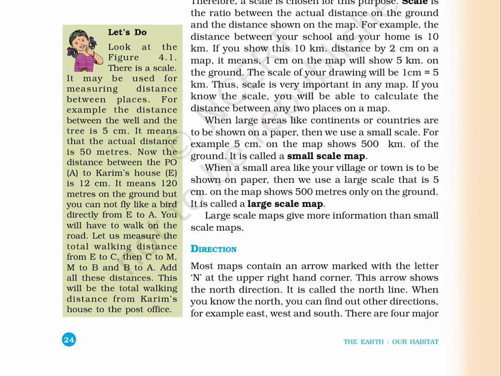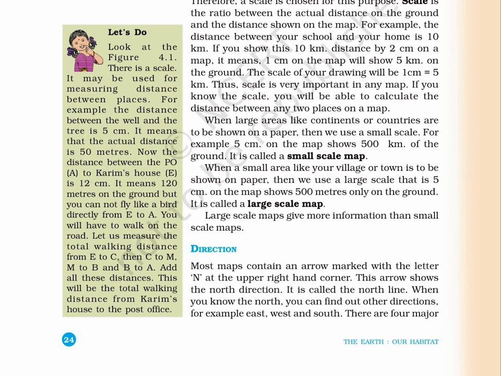Let's do. Look at the figure 4.1. There is a scale. It may be used for measuring distance between places. For example, the distance between the well and the tree is 5 cm. It means that the actual distance is 50 meters. Now, the distance between the post office A to Kareem's house E is 12 centimeters. It means 120 meters on the ground, but you cannot fly like a bird directly from E to A. You will have to walk on the road.